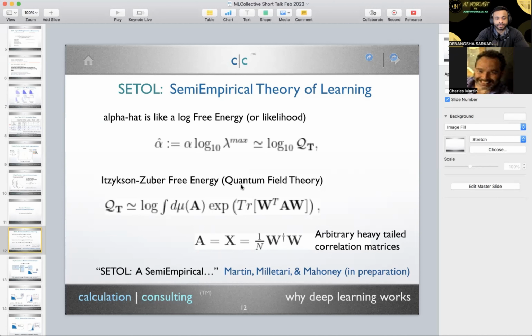So this is something that comes out of quantum field theory, actually out of quantum gravity. But it's simply an integral over a random matrix. So the idea is that the quality metric is the log of an integral over all correlation matrices times the exponent of the overlap, the trace of the weight matrix with the correlation matrix. I can send you a paper and a blog post where I derive all this, but it turns out that alpha hat can be shown to be related to this integral. And this is where it comes from. And this is a direct analogy from that old paper by Galluccio and Bouchaud.